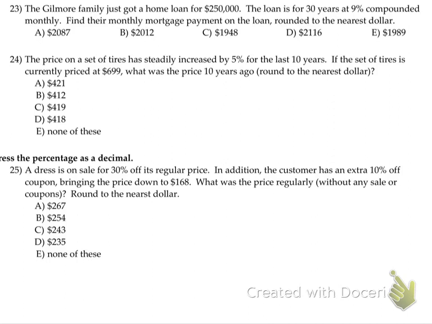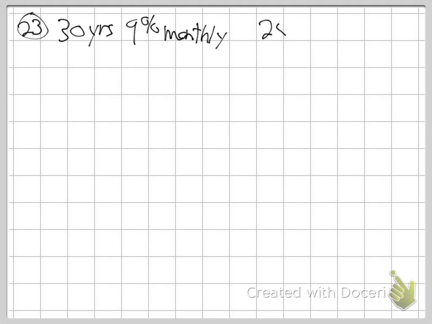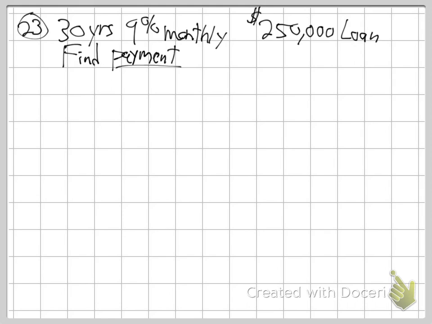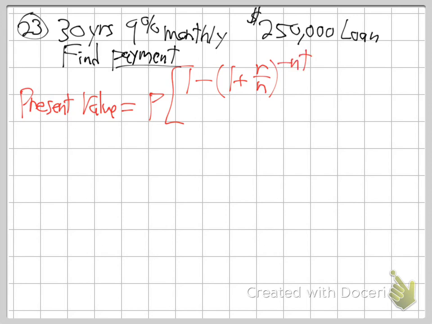So $250,000 loan. Find their payment. Okay, so it's present value, right? Present value P. 1 plus. Oh no, 1 minus. I'm doing it wrong. 1 minus 1 plus r over n to the negative nt, all over r over n.